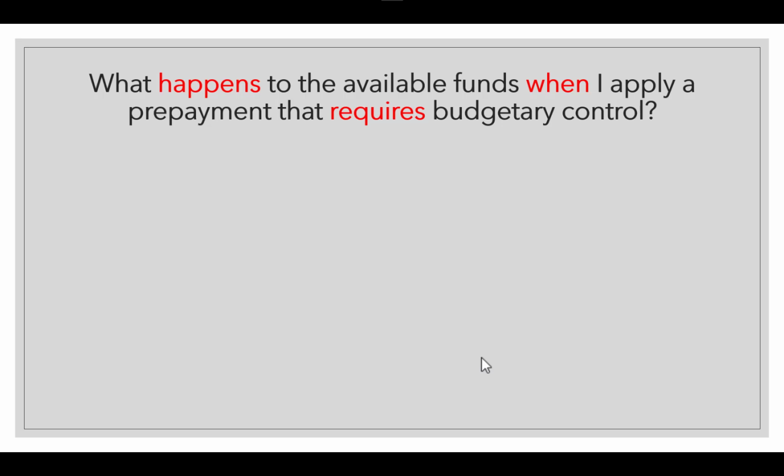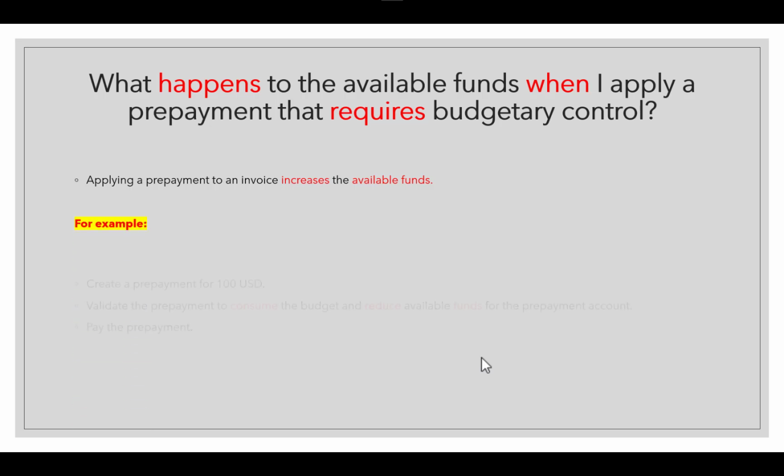What happens to the available funds when I apply a prepayment that requires budgetary control? Again, once you enable budgetary control, it will be applicable on the accounts which you mentioned in the segments, and these segments or accounts you can record or enter in a credit memo like the previous case, in procure to pay, in matching invoice, non-matching invoice, and the prepayment. In the prepayment, what happens to the available funds when you apply the prepayment? Applying a prepayment to an invoice increases the available funds.